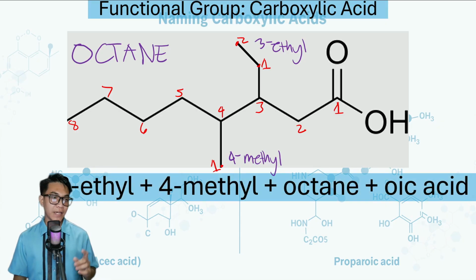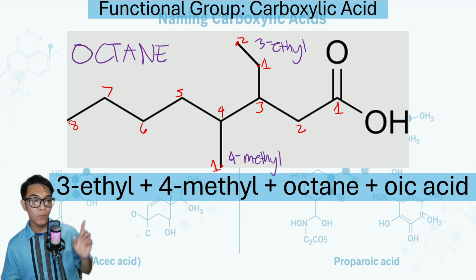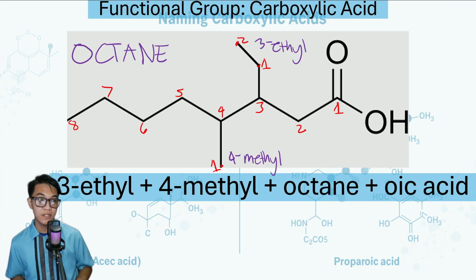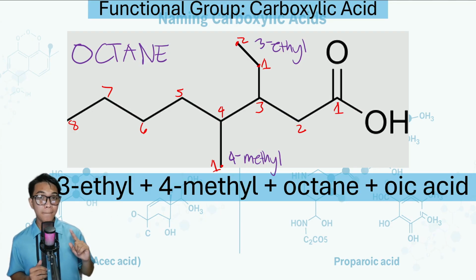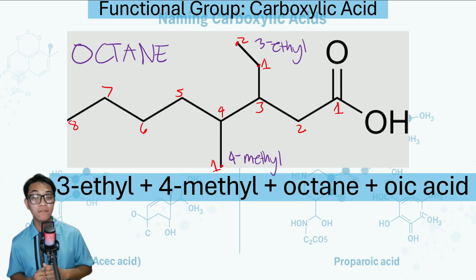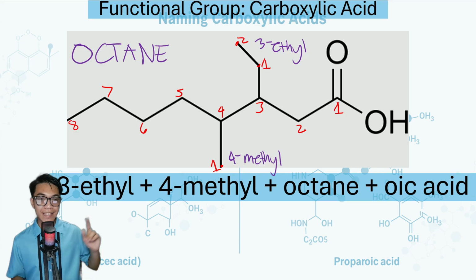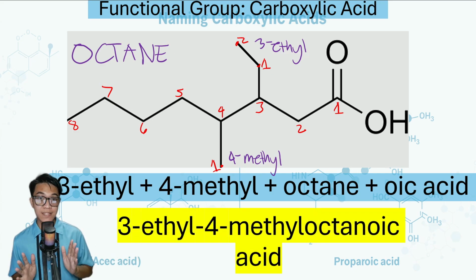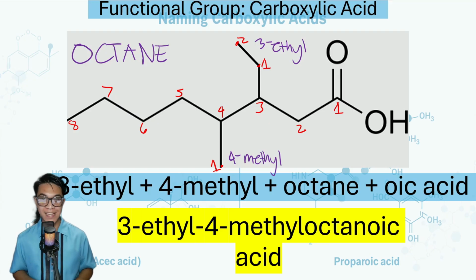So remember, in arranging this alphabetically, we have our ethyl first, since letter E comes before letter M. So that's 3-ethyl plus the 4-methyl plus the parent chain octane plus the suffix of oic acid. And here we have it. Our carboxylic acid name is 3-ethyl 4-methyl octanoic acid.